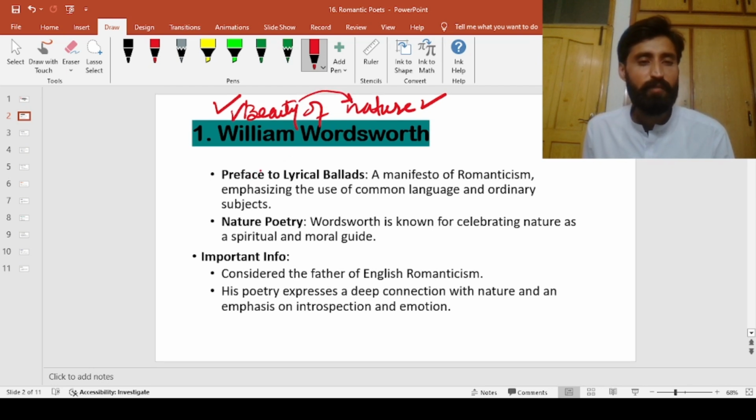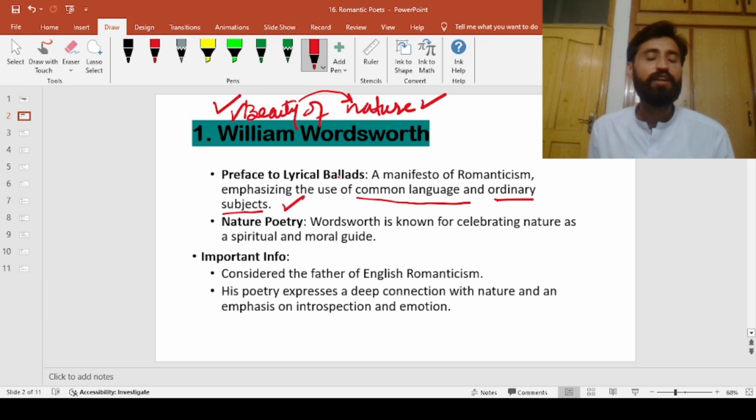Now, the first famous work of his is Preface to Lyrical Ballads, a manifesto of romanticism emphasizing the use of common language and ordinary subject. So in Preface to Lyrical Ballads, he focused on the usage of common language and talking about ordinary subjects, okay? Now, nature poetry. Wordsworth is known for celebrating nature as a spiritual and moral guide. So his focus was more on nature and the natural beauty.